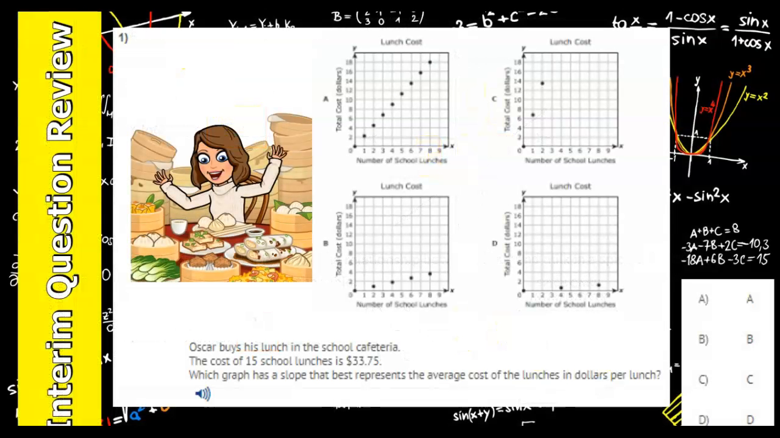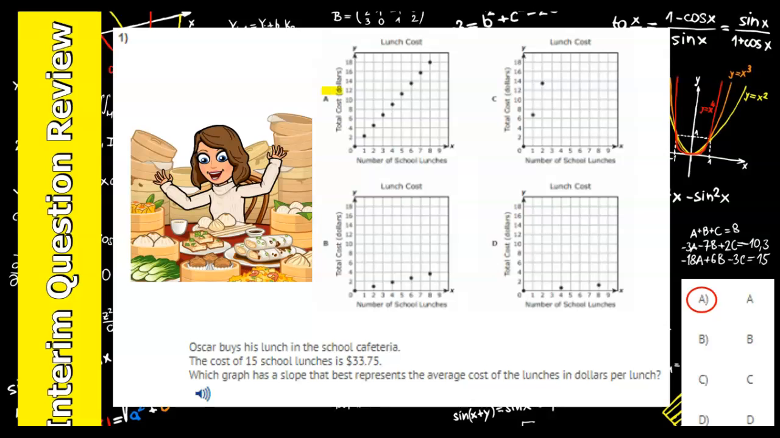To look at our interim questions over this topic, this was question number 1. It says Oscar buys his lunch in the school cafeteria. The cost of 15 school lunches is $33.75. Which graph has a slope that best represents the average cost of the lunches in dollars per lunch? So just go ahead and work this problem out like you were working on it at this time. You may or may not remember what you chose on the interim, but press pause and pick the answer that you think is correct. And the answer is A.